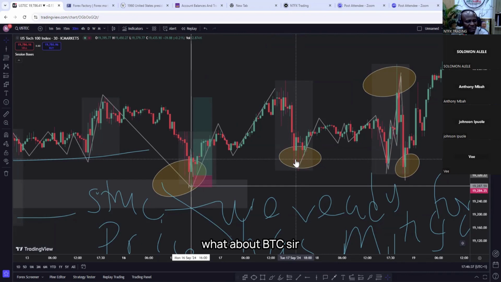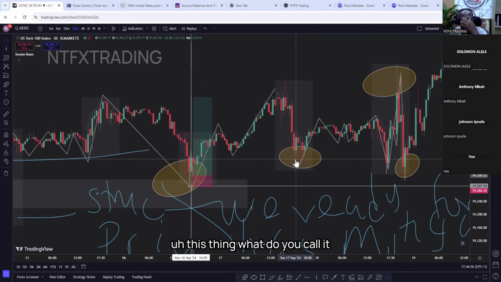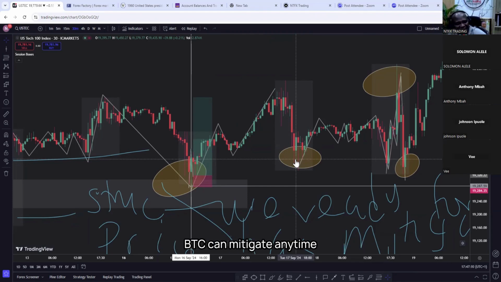So what about BTC, sir? BTC is paired with USD. It's priced in USD. So you should have your mitigation just like US Tech, just like this US 100. BTC can mitigate by 6 o'clock. In as much as the New York session is active, BTC can mitigate anytime. It's not related to Europe or anything. I don't know if you understand what I'm saying.